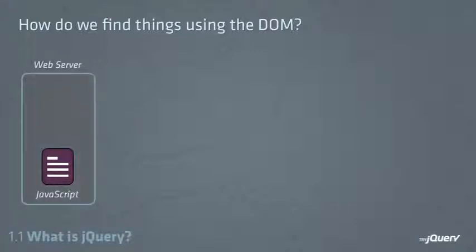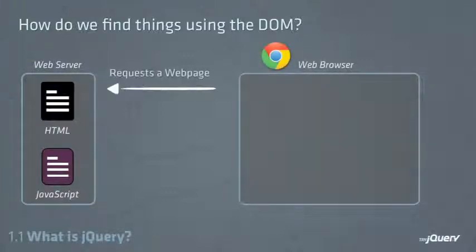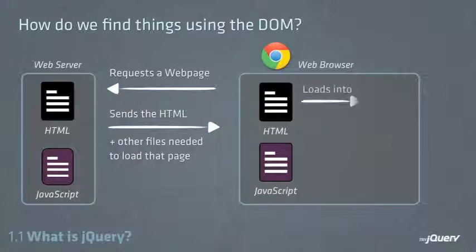So here we have a web server. It has a JavaScript file. It also has some HTML files on it as well. Over on the other side, we have our web browser. The web browser might request a web page by going to a URL. The web server is going to send back the HTML you requested, along with any other files needed to load that page, including, in this case, some JavaScript. The web browser is then going to load that HTML into the DOM, and then once loaded, we can execute the JavaScript that was sent over to interact with the DOM.